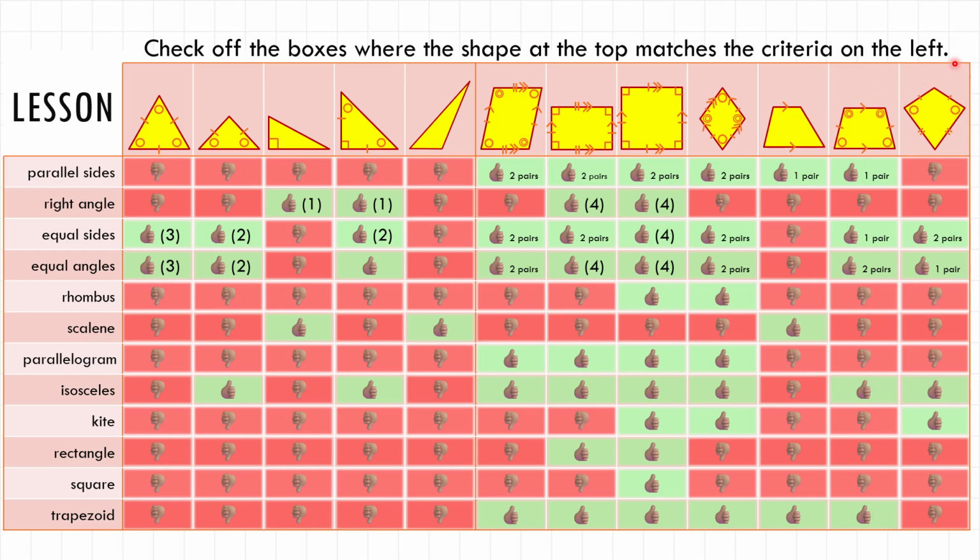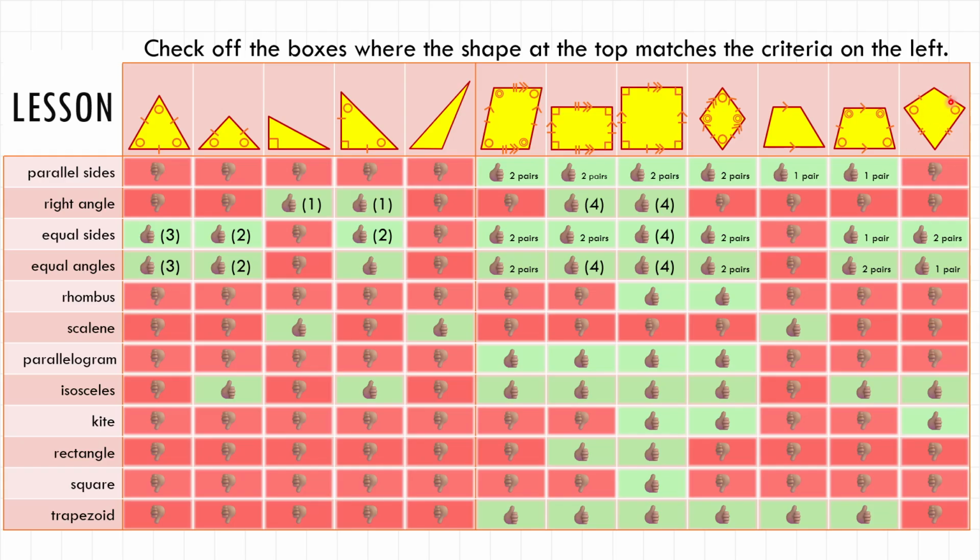And finally, we have the kite. So this does not have any parallel sides. I also don't see any right angles. There are equal sides, so the top two are equal and the bottom two are equal as well. There are also just a single pair of equal angles, this one and this one right here. It's not a rhombus because all sides are not equal. It is not scalene because we have two equal sides.